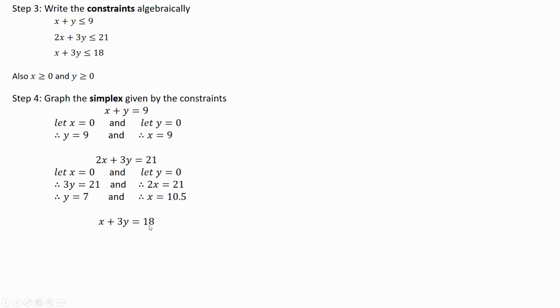And then the last of those top constraints there, x plus 3y equals 18. I'm going to let x equal 0, and then I'm going to let y equal 0. And if I do that, 3y will be equal to 18, and x will be equal to 18. And I solve this here, y is equal to 6. So my next step is to graph these. I don't need to solve anything for those there because they're just the axes.